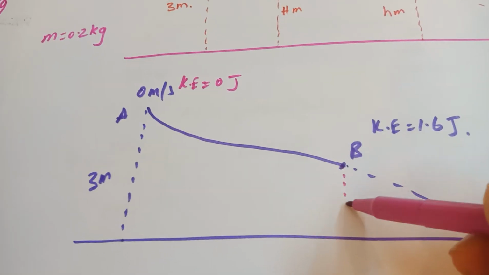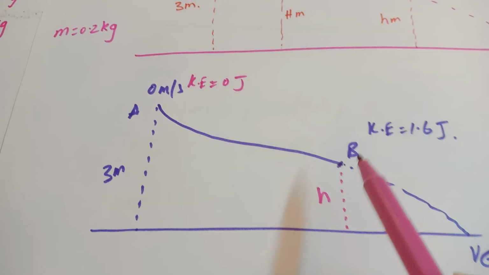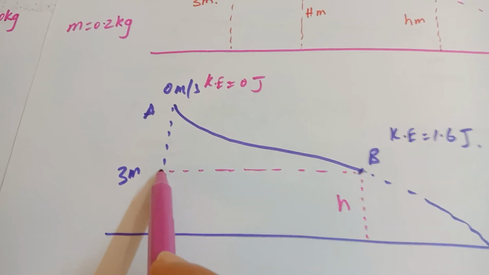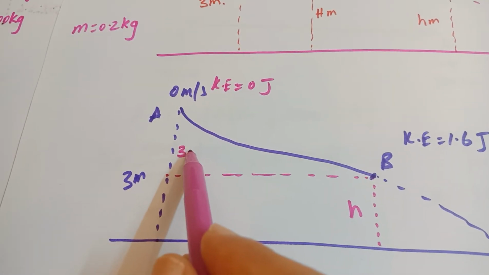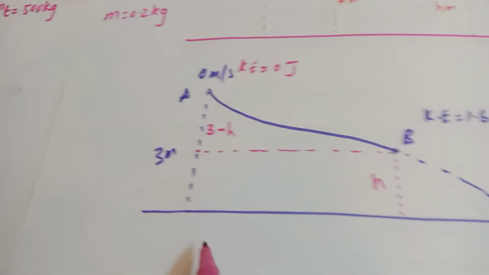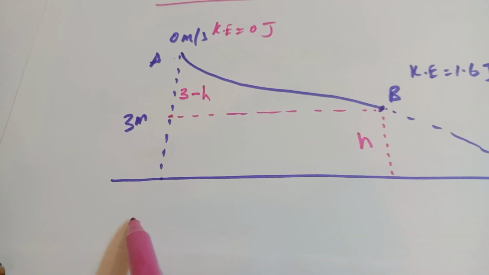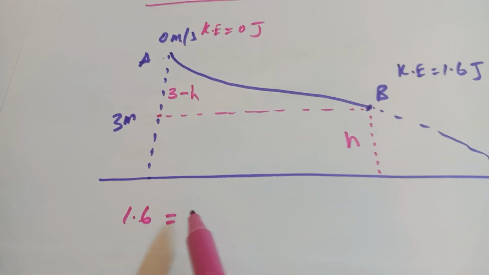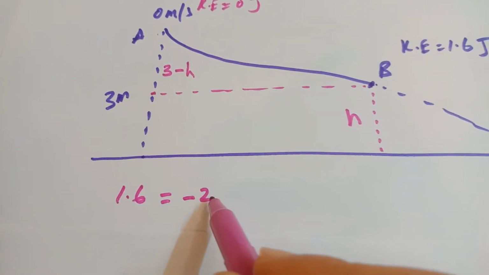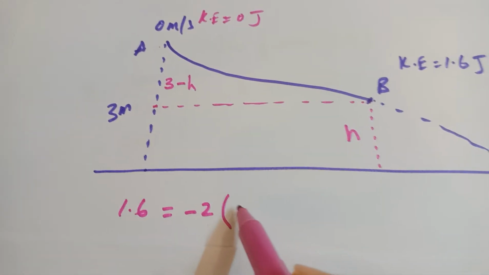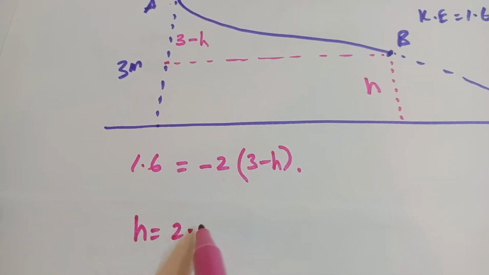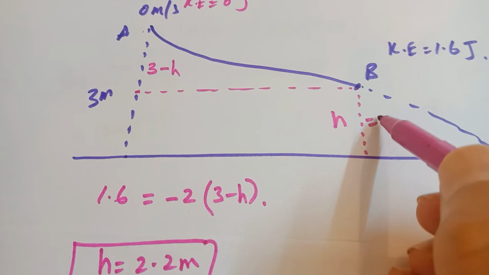So this is the h over here. I'll use the basic formula: when it goes from A to B, there is an increase in the kinetic energy, and a decrease in the potential energy, because the height has decreased by 3 minus h. So the increase in kinetic energy is 1.6, and since there is a decrease in the potential energy, let me put a minus over here: minus mg times (3 minus h). The mass was 0.2, so mg is 0.2 into 10, that is 2, and this is going to be 3 minus h. When we solve this, we get that h is 2.2 meters.